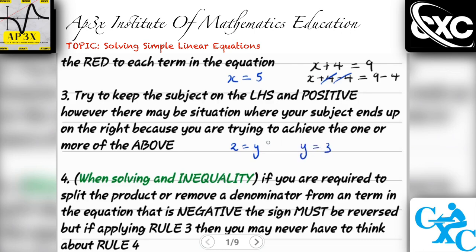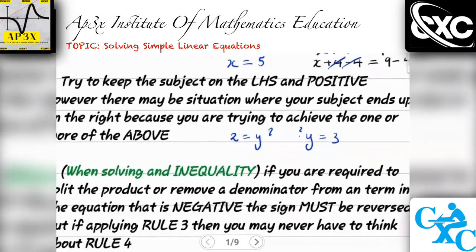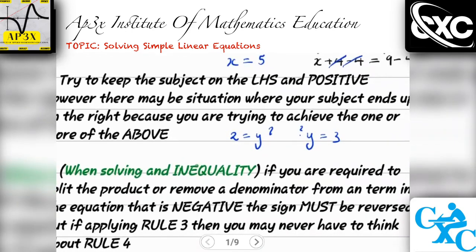Now it doesn't matter if your subject is on the right side or on the left side, as long as you have it isolated, that's the key to an effective and smooth transition towards your answer to that particular question. So we're going to try to keep our subject on the left hand side most of the time, but if we cannot do that, the next aim is to make sure that your subject always remains positive.